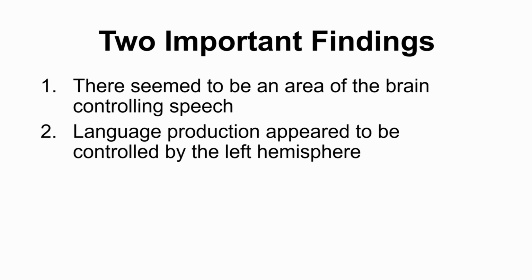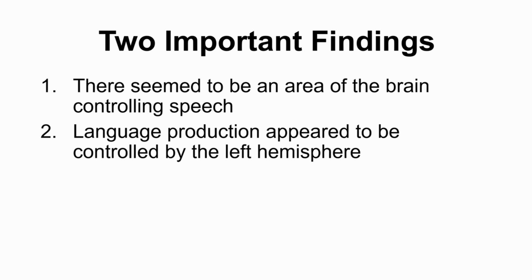And there were two things that we learned that were very important coming out of this case study. The first of these findings is that there seems to be an area of the brain that's controlling speech. So that's the area that we now know as Broca's area. The other thing that we learned was that language production appeared to be controlled by the left hemisphere. So in this situation, our patient Tan was only injured on the left side of his brain, and yet that still impacted his ability to produce speech.